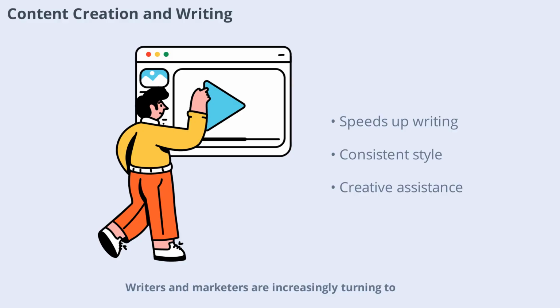Writers and marketers are increasingly turning to language models for help with content creation. These models can generate blog posts, social media updates, product descriptions, and more. By analyzing existing content, they can mimic different writing styles and tones. This not only speeds up the writing process but also helps maintain consistency across large volumes of content. Whether you're crafting a catchy headline or a detailed article, language models are powerful creative partners.